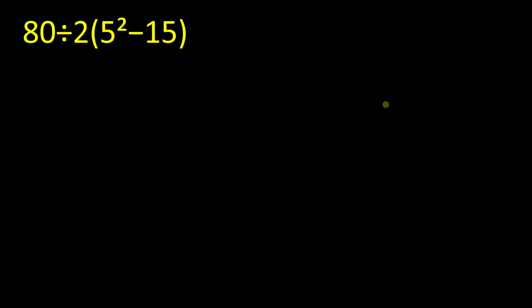We have our math problem: 80 ÷ 2(5² − 15). This is a simple math question and we will solve it with the help of PEMDAS, or you can say order of operations. According to PEMDAS: parentheses, exponent, multiplication, division, addition, and subtraction. Multiplication and division have the same priority, and addition and subtraction also have the same priority. First preference will be given to the parentheses.